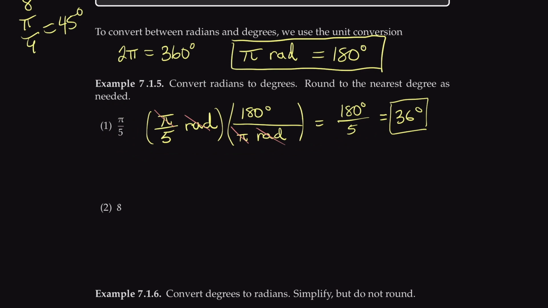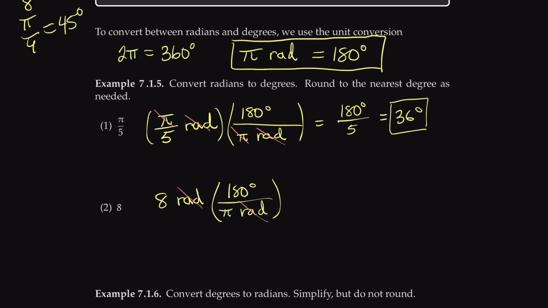Okay, the second one we're given is 8. Now you don't see any pi involved here, but the process is going to be exactly the same here. We're given 8 radians, right? And we're going to convert that to degrees. And so we need to put 180 degrees over pi radians. And the pi's don't cancel out this time. The units of radians still cancel. But there's only a pi in the denominator, so there's no cancellation of pi.